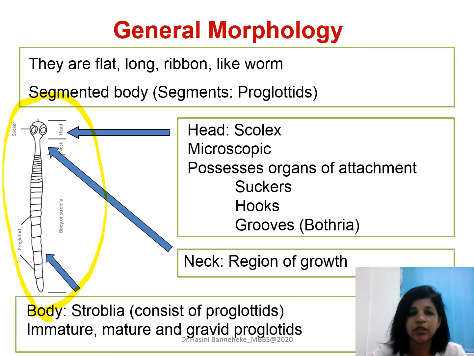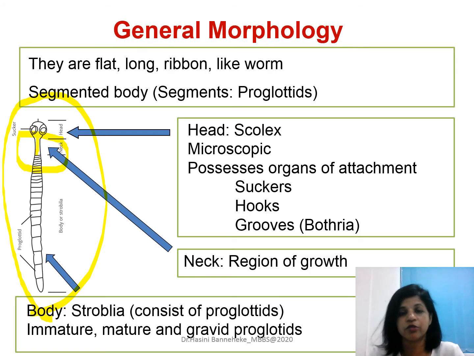And then they have the neck region. The neck region is here, which is the region of growth. It's a region of growth in the sense that from the back of the neck, a new proglottid is formed and it is being pushed backwards. So likewise, during the lifetime, they produce an enormous number of proglottids. So they are being pushed behind by the neck while they are maturing.